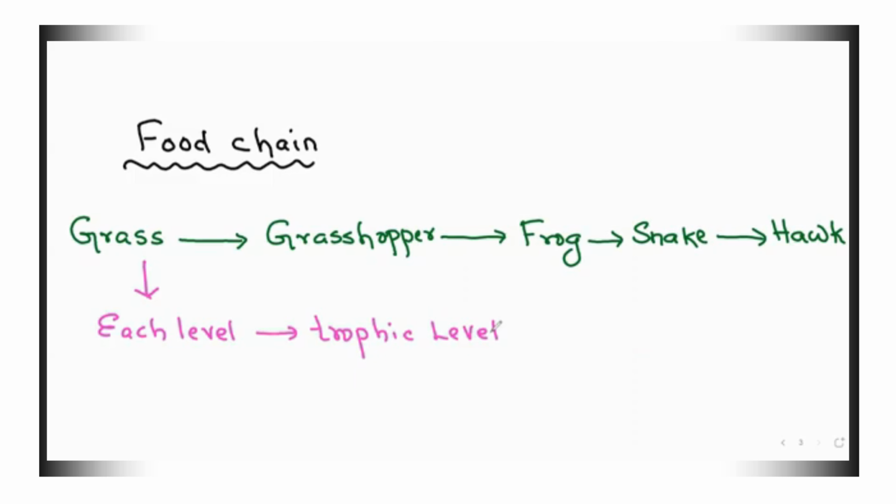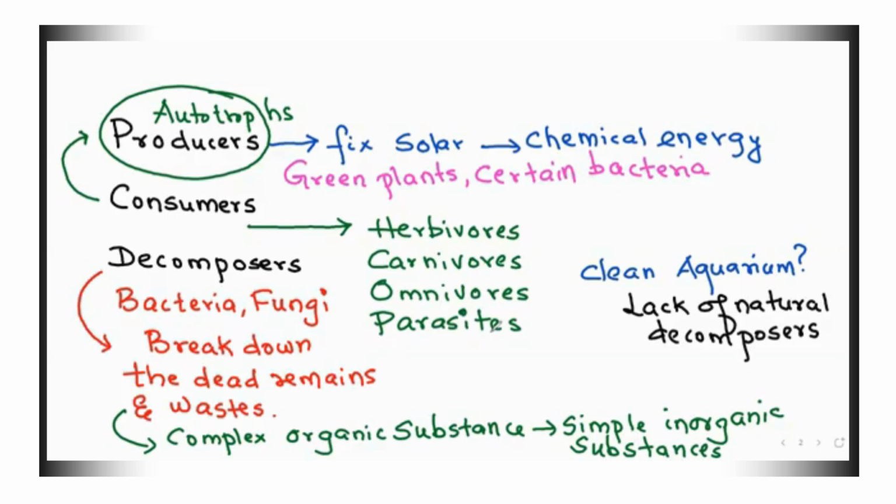So far we are clear that an environment consists of ecosystem. Ecosystem has biotic and abiotic components. Biotic is the living component. Abiotic is the physical factors which affect. Normally, the organisms are classified as producers, consumers, and decomposers. Producers are autotrophs which do photosynthesis and fix solar energy into chemical energy with the help of sunlight and chlorophyll. All the producers are green plants and certain bacteria.